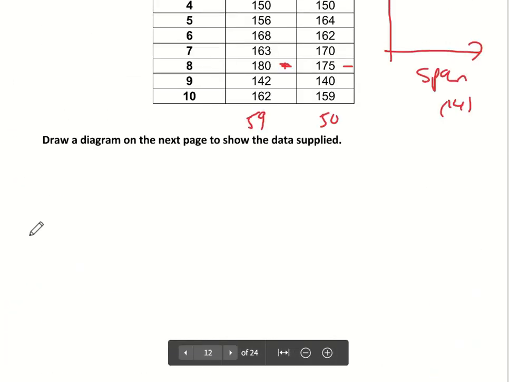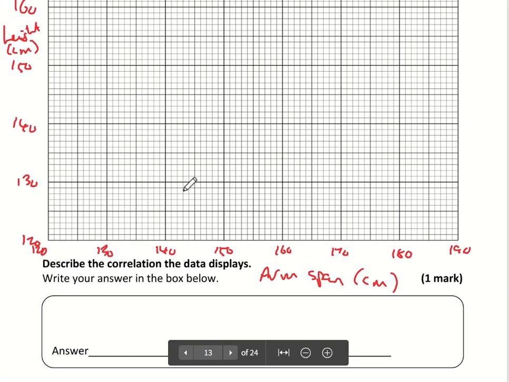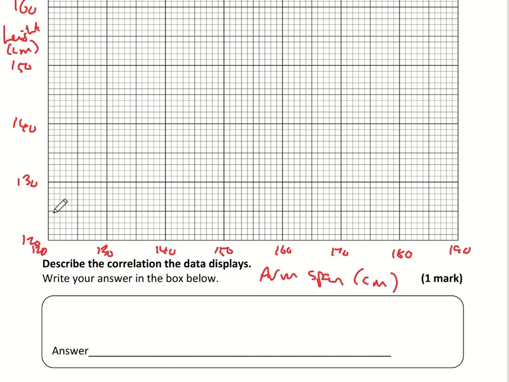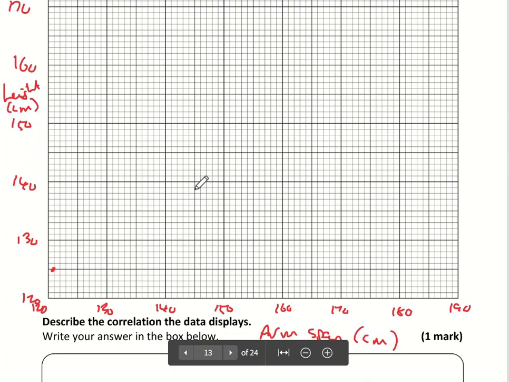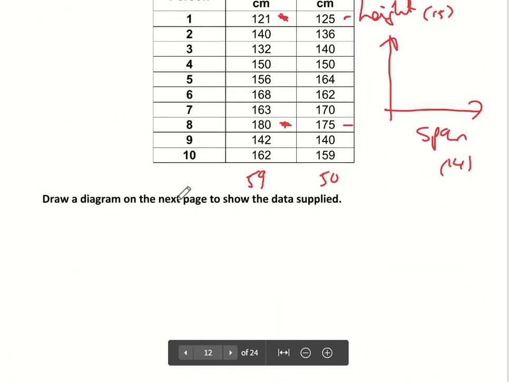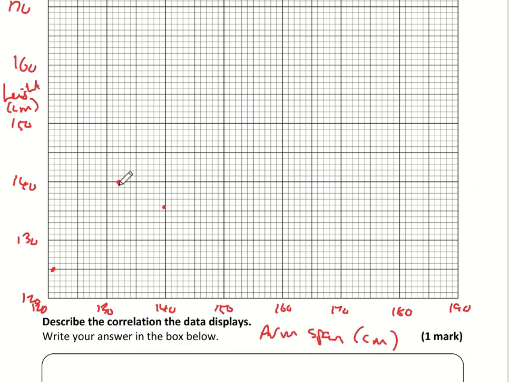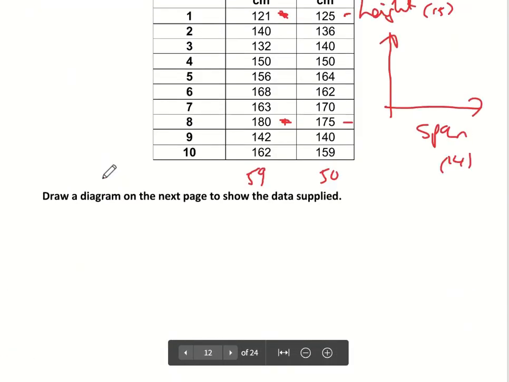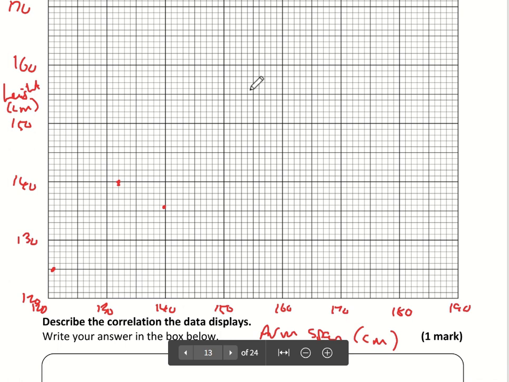So let's start plotting the values. 121, 125, so I'll just put a dot there, or an X, it doesn't really matter. 140, 136. 132, 140. Sorry, this is a bit slow and boring, isn't it? 150, 150. That should be nice and easy, that one.